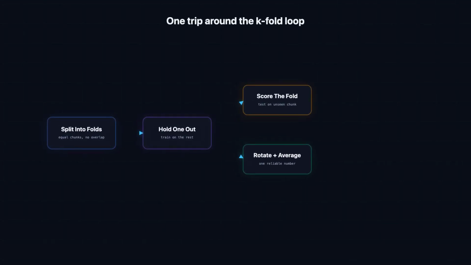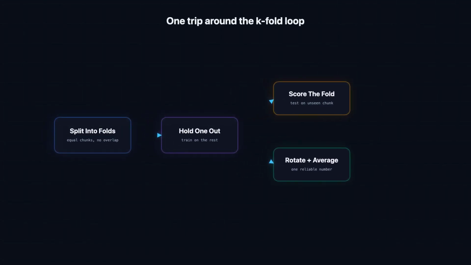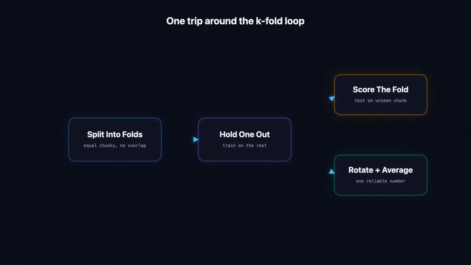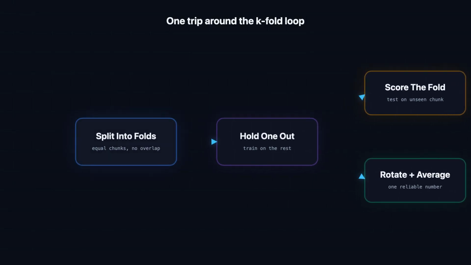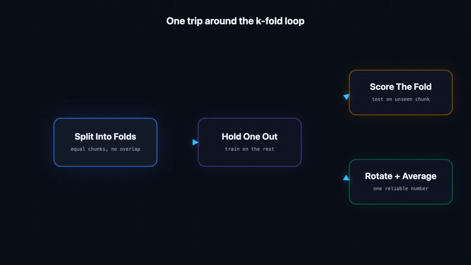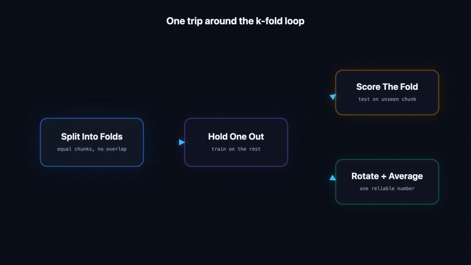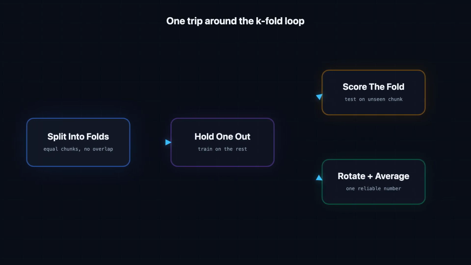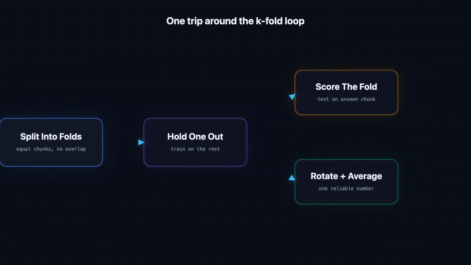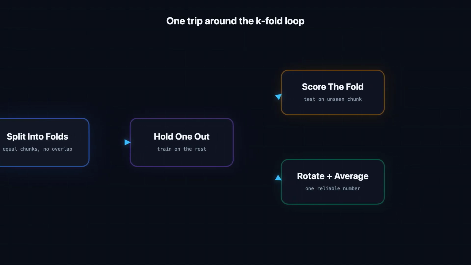Now, the heart of this is a loop called k-fold. Follow the data around it once, and the whole idea clicks into place. Start by chopping your data set into equal pieces called folds. Maybe 5 of them, maybe 10. Each fold is just a chunk of your rows, and together they cover the entire data set with no overlap.